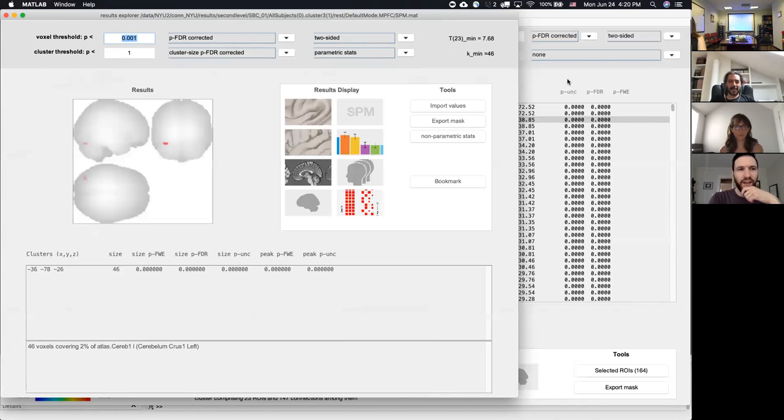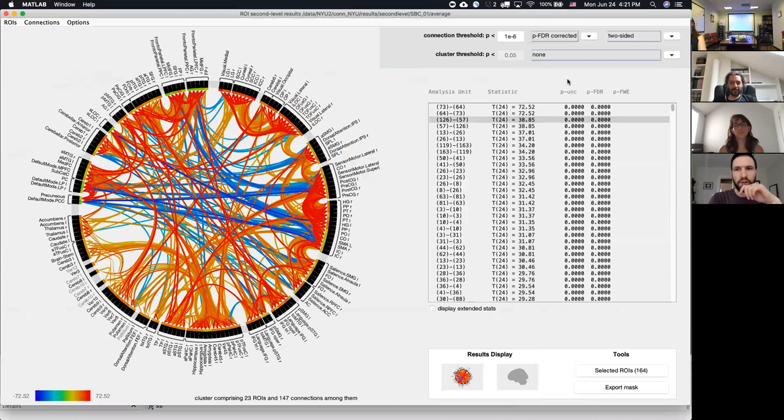So everybody has seen this. I had just one follow-up question. Sure. That came up as I was doing it. If you do the cluster level thresholding correction, does it matter what your connection level threshold is? Or is it the same?